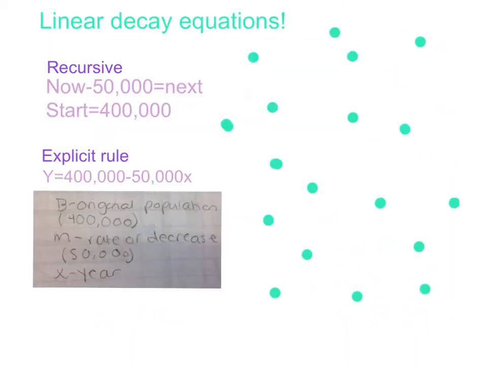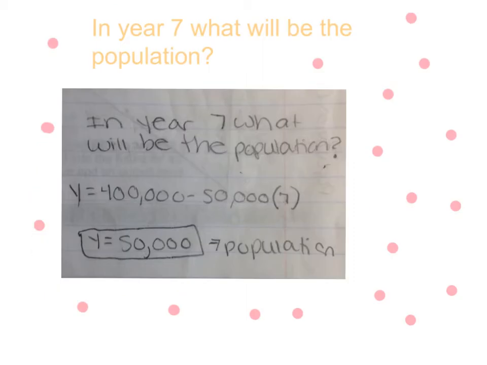These are the linear decay equations. This is the recursive rule. It says now minus 50,000 equals next. The start is 400,000. And the explicit rule is y equals 400,000 minus 50,000x. And if it's not that, then you need to check your work. So this is leading to the prediction.